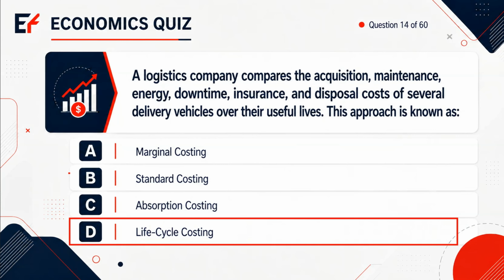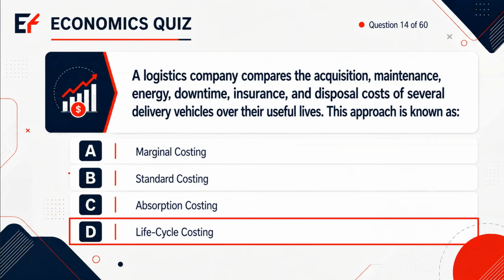Let's identify the approach. Life cycle costing evaluates all relevant costs associated with an asset from acquisition through to disposal. In this case, the company considers purchase, maintenance, energy, downtime, insurance, and disposal costs across each vehicle's useful life. Therefore, this provides a broader view of the total cost of owning and operating each vehicle.